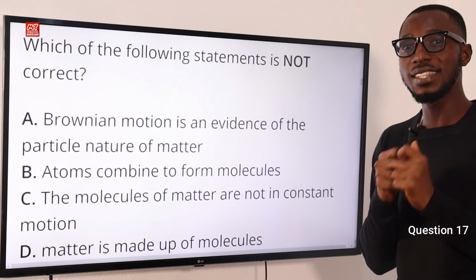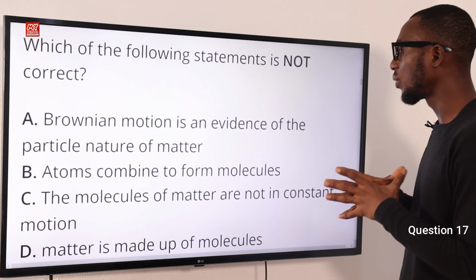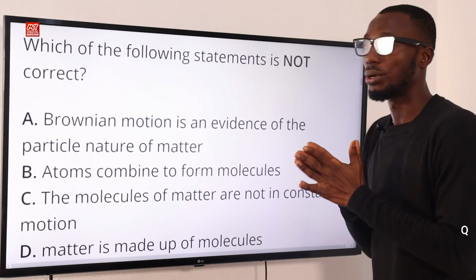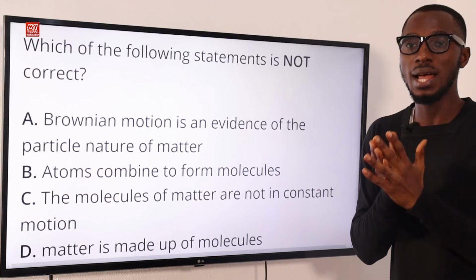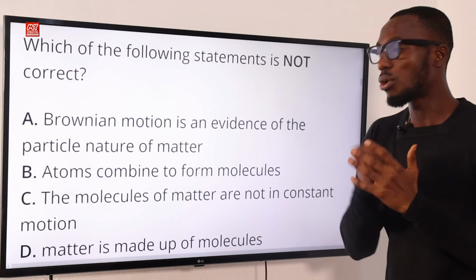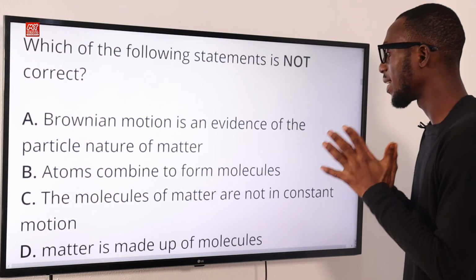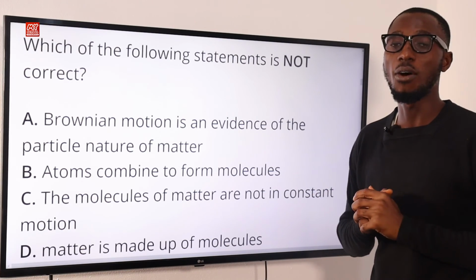So let's see if statement C is incorrect. We have: the molecules of matter are not in constant motion. This is contradictory to Brownian motion, which tells us that these molecules, which are tiny particles of matter, are in constant random motion. So statement C is not correct. The molecules of matter are in constant motion. So this is an incorrect statement. Option C is the correct option.